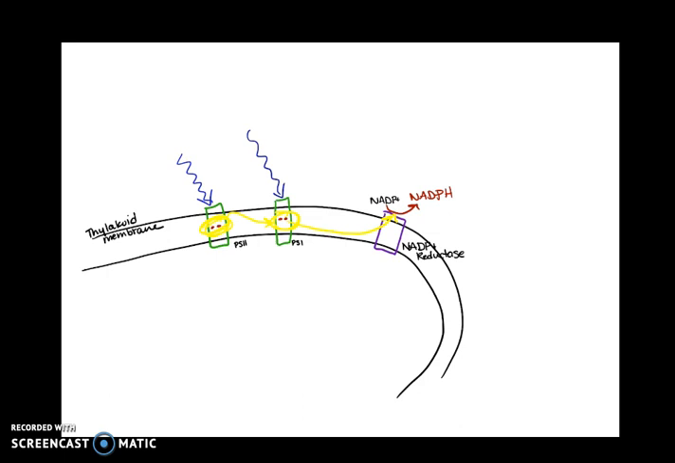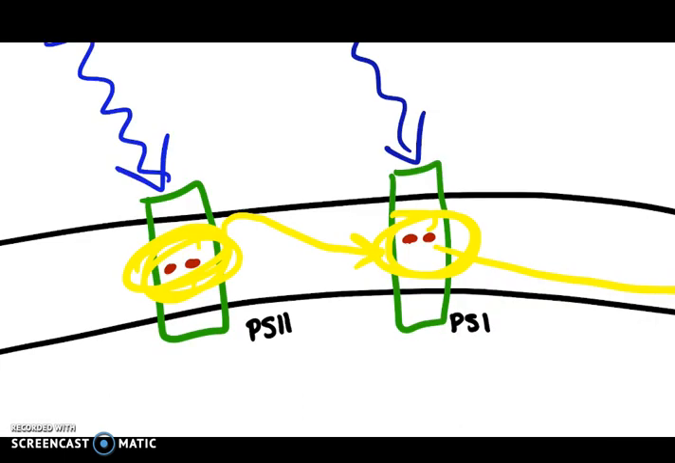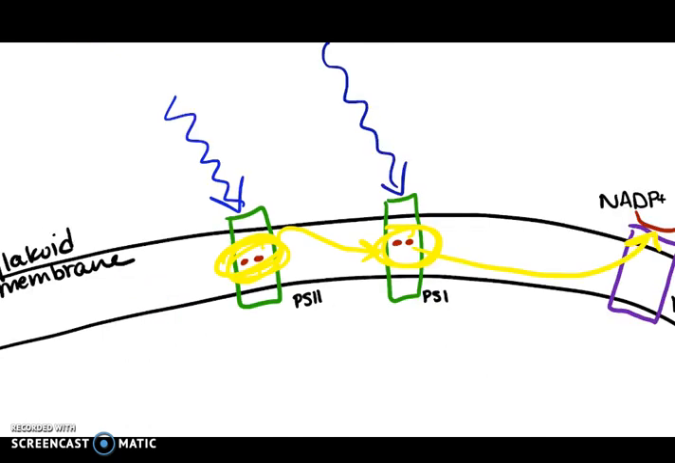You do not need to know the carriers that are between the two photosystems, but you should know that there are carriers. An important thing about those carriers is that as the electrons are flowing through, what's going to go with them? Hydrogen ions. Hydrogen ions are going to get pumped from the stroma into the thylakoid space.